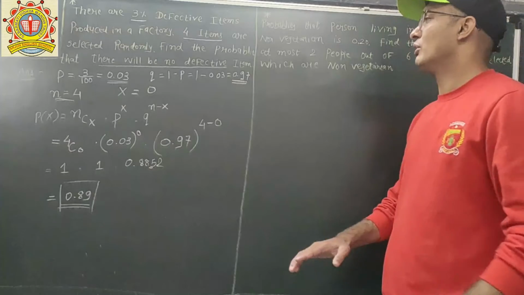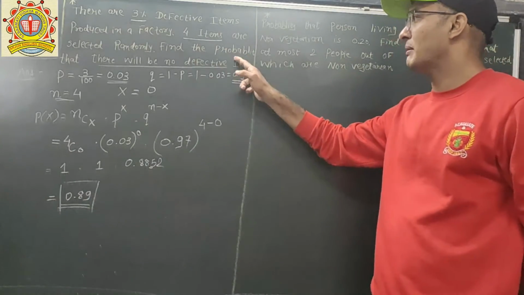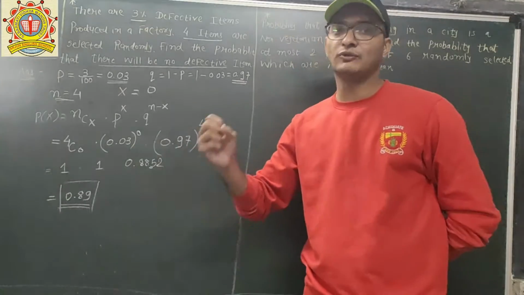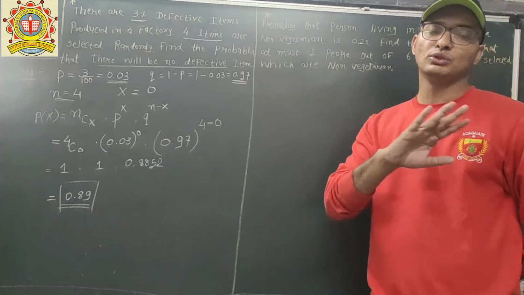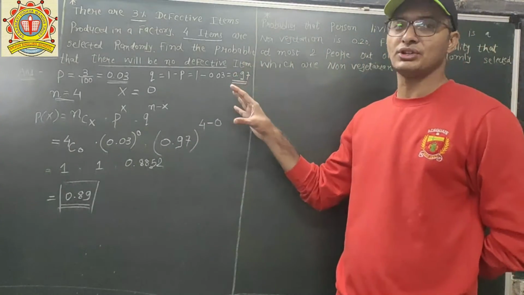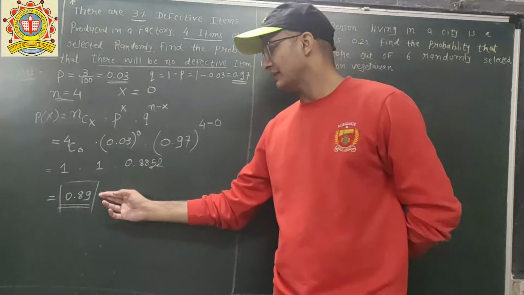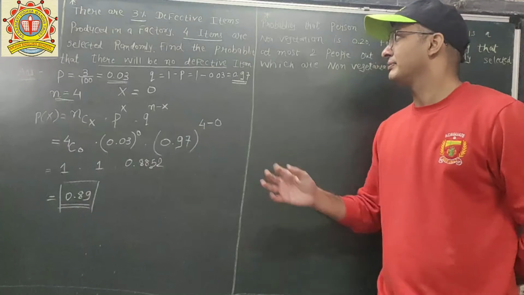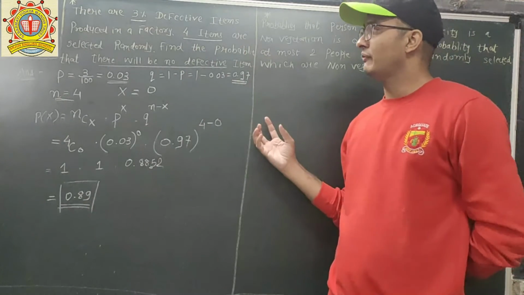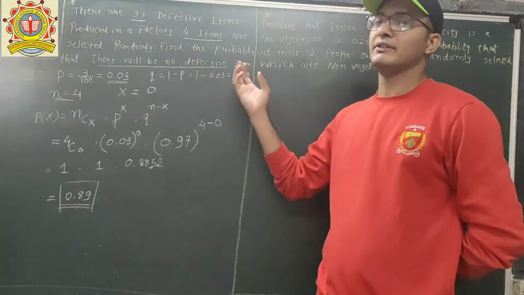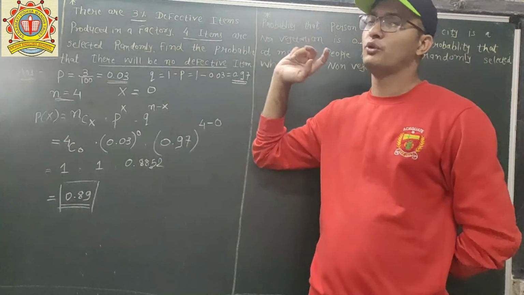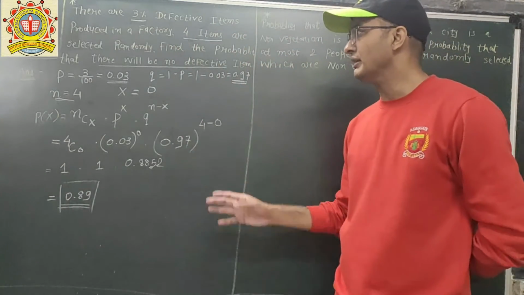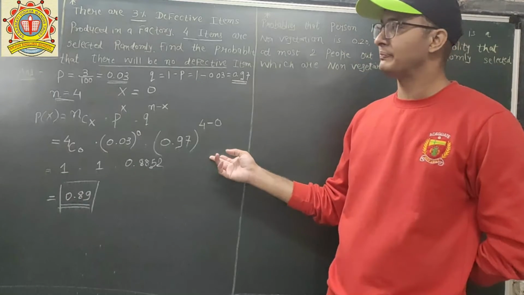They have asked you to find the probability that there will be no defective item. Means someone has selected 4 items and there is no defect in this selection. So here the probability is 0.89, that there will be no defective items out of these 4 items. Got it? So here is the first sum. It is a very simple and basic sum.